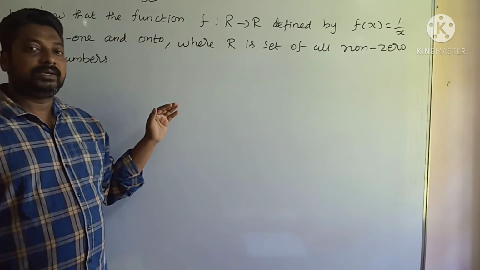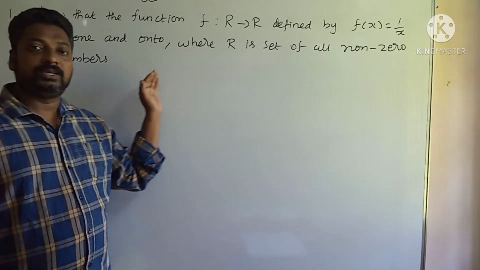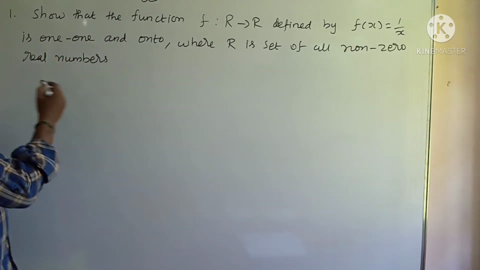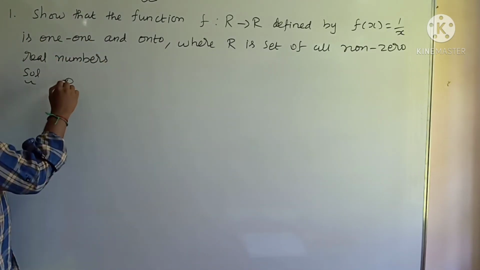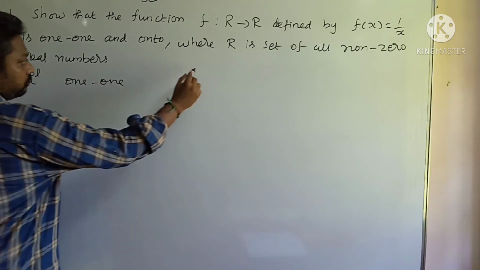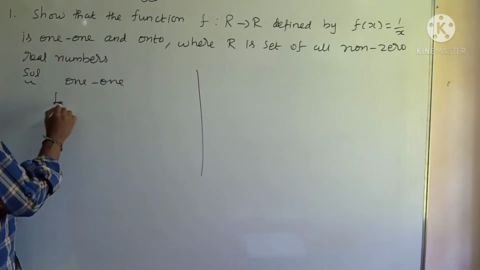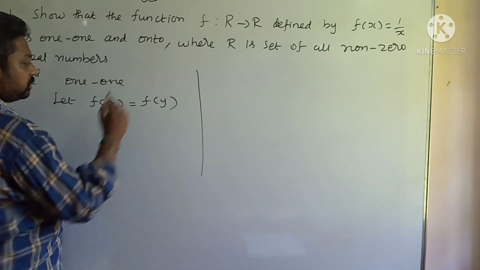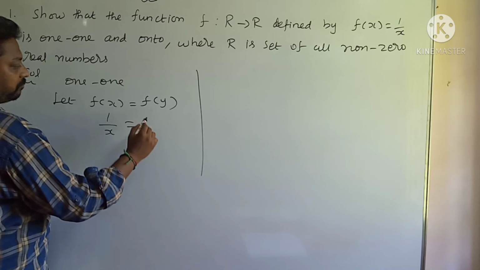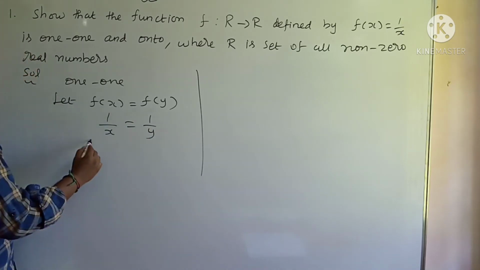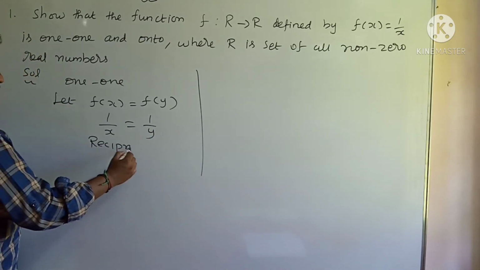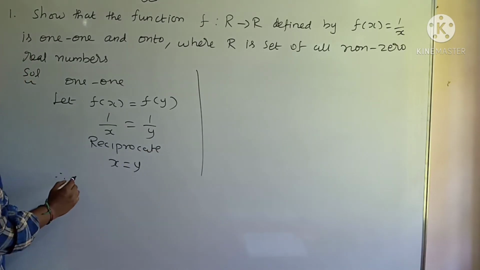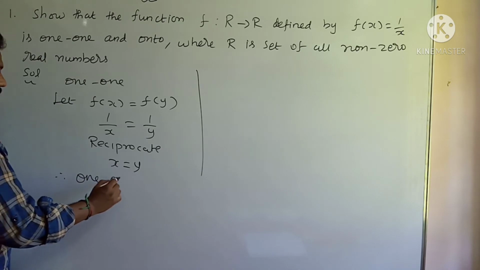In simple terms, we can say that if f of x equals y is solvable, then the function is onto. So first we check for one-to-one. Let f of x equal f of y. So what is f of x? 1 by x. So f of y becomes 1 by y. Just taking the reciprocal, we get x equal to y. So this is a one-to-one function.